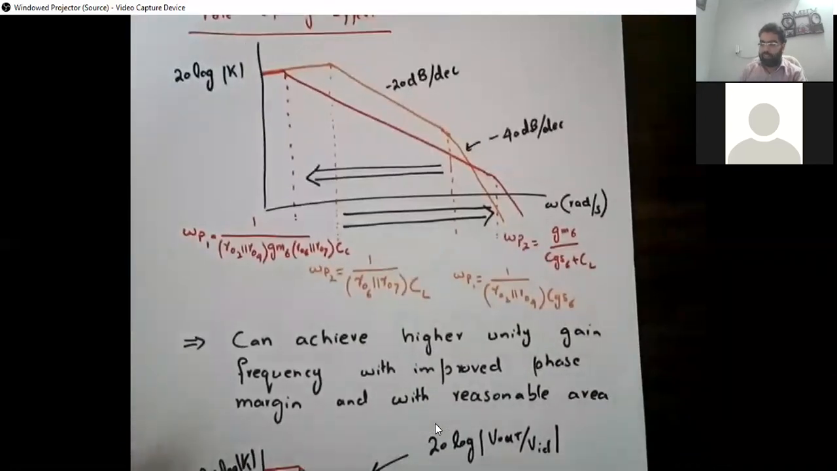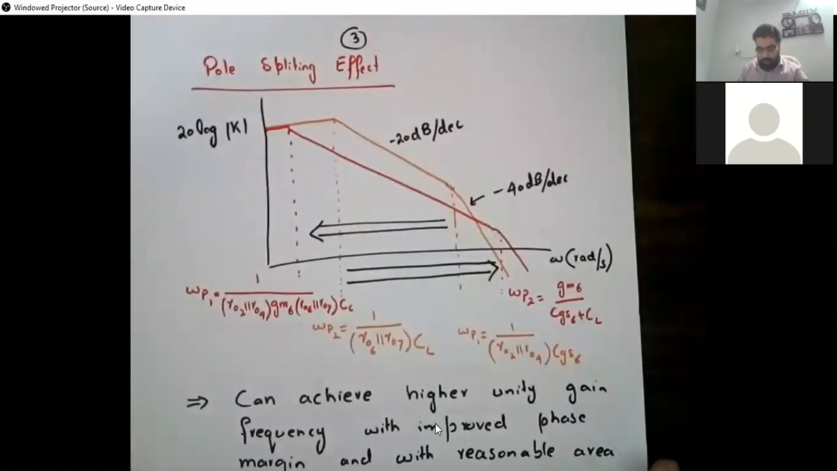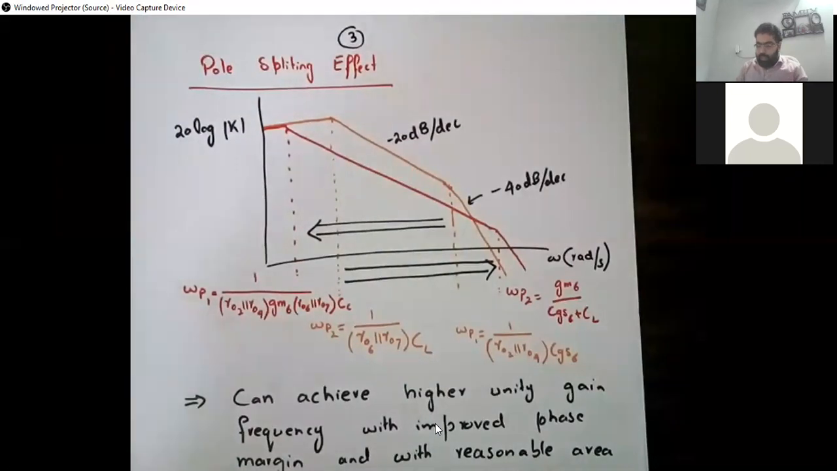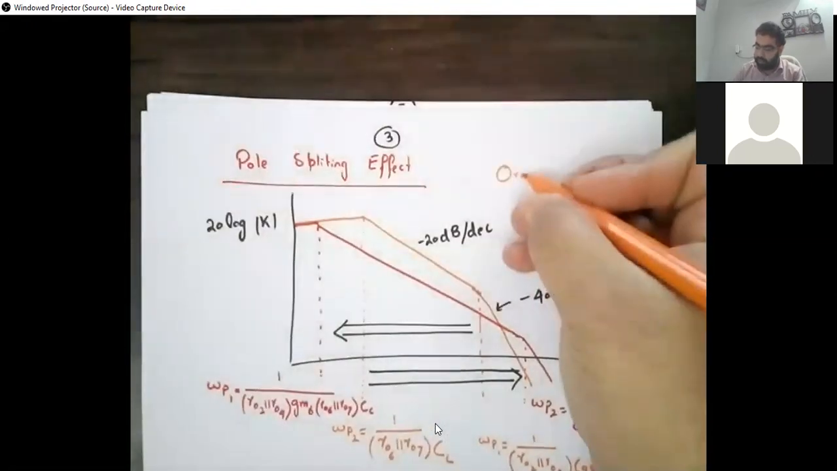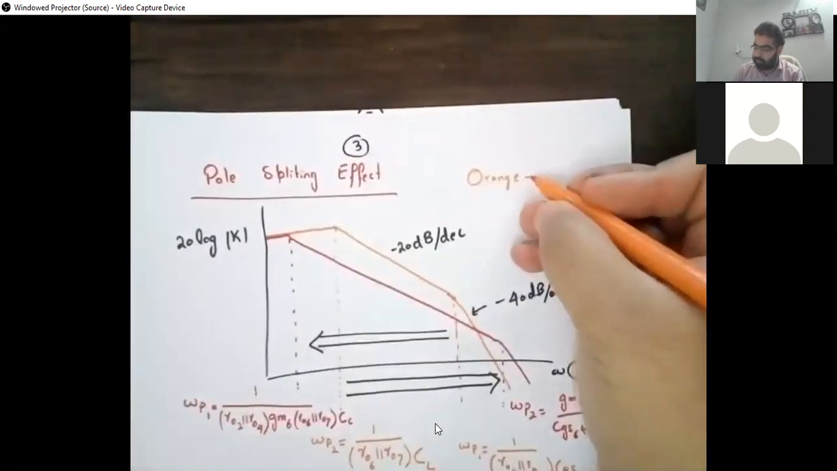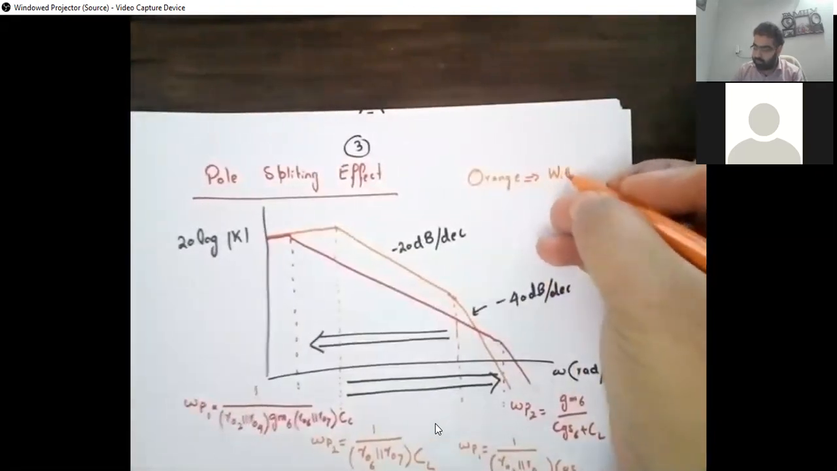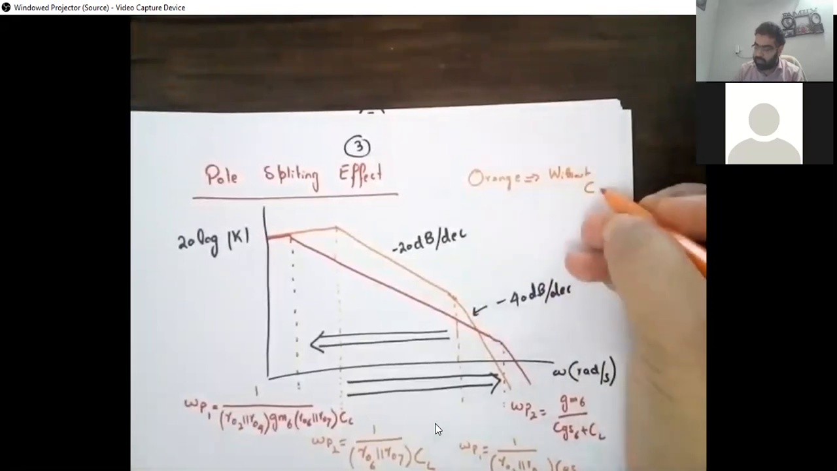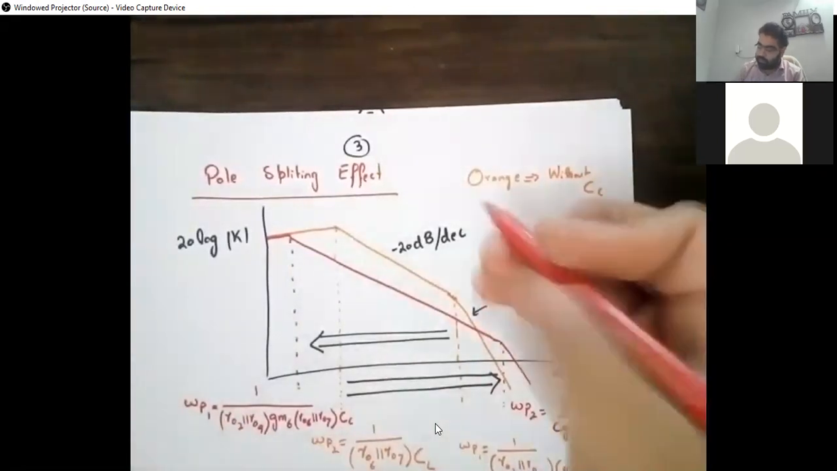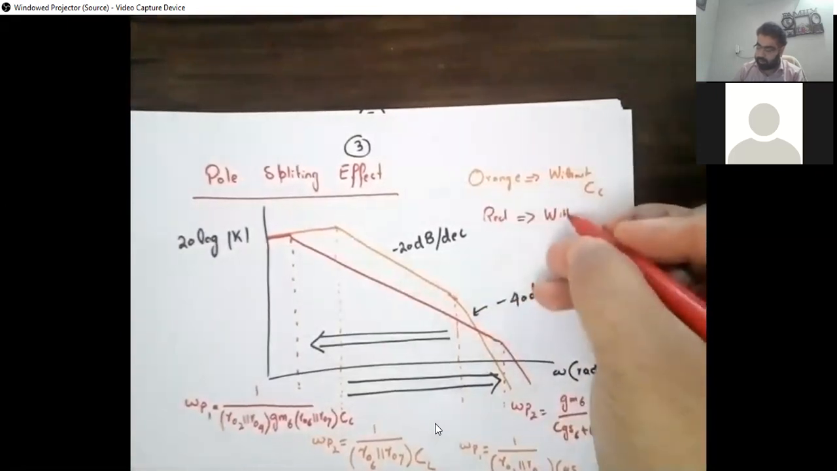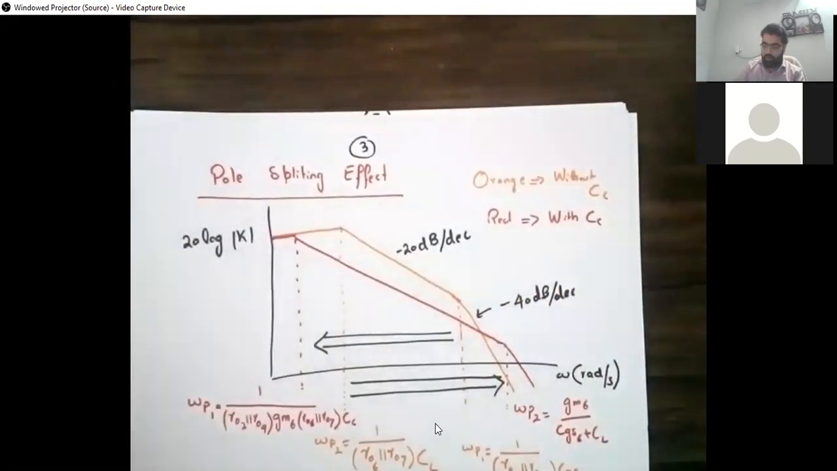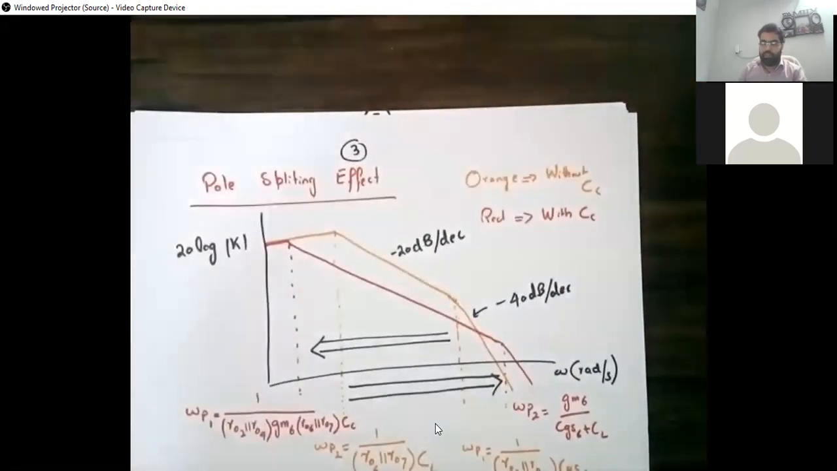and this is normally called pole splitting, जो हम लोगों ने frequency compensation में देखा भी था. So in this page, the orange one is the original plot. So the orange color is without compensation, without CC, let's say, and the red one is with compensation, with CC. Okay. So if we want to observe it, first let's observe the original one.